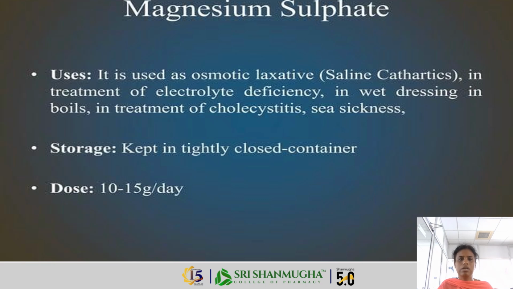Next one is magnesium sulfate uses. It is used as an osmotic laxative, or other name saline cathartic. It is used for treatment of electrolyte deficiencies, in wet dressing in boils, and in the treatment of cholestasis. Magnesium sulfate storage is in tightly closed containers. Dose: 10 to 15 gram per day only.